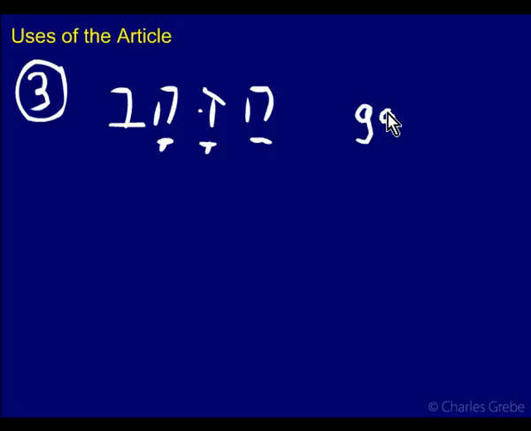3 is the article can be used with collective nouns or abstract nouns. So a word like zahav, zahav means gold. We put a ha on there. Hazahav, it means the gold, but sometimes you want to translate it simply as gold. It's a collective noun, and the article, you don't always want to say the gold. Sometimes it makes more sense to just say gold. So that's an example of the article on a collective noun.